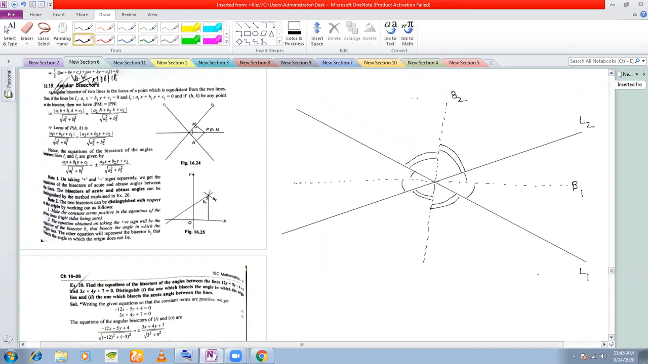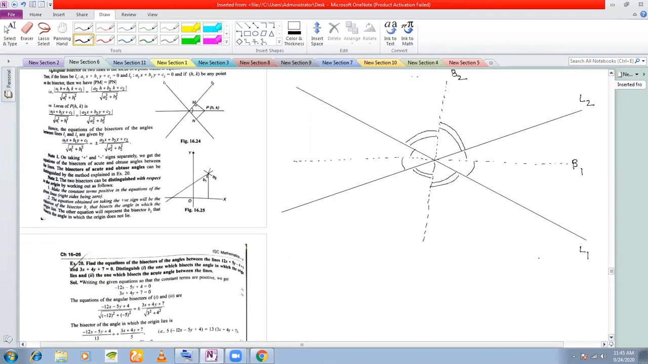If I give you the equation of these two lines, say L1, the equation I give you as A1x plus B1y plus C1 is equal to 0. If this is the equation of one line given to you, and the other equation that I give you is A2x plus B2y plus C2 is equal to 0, then how will you find out the equation of the bisector of these two?